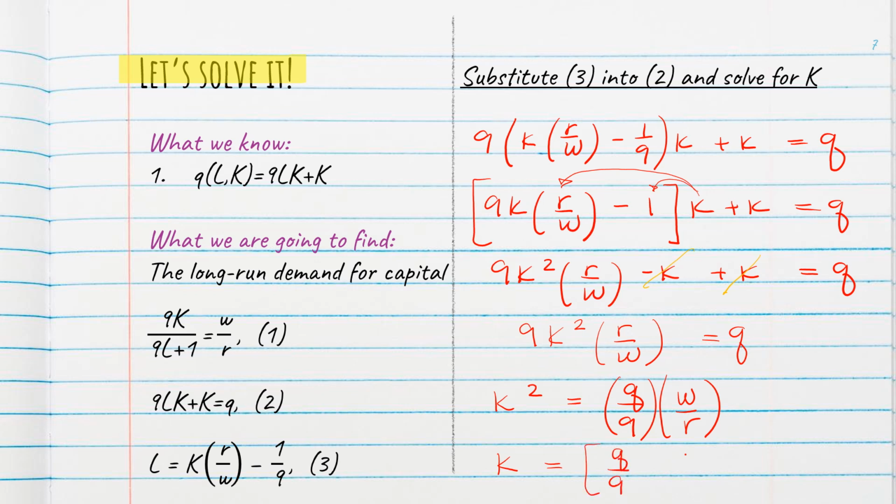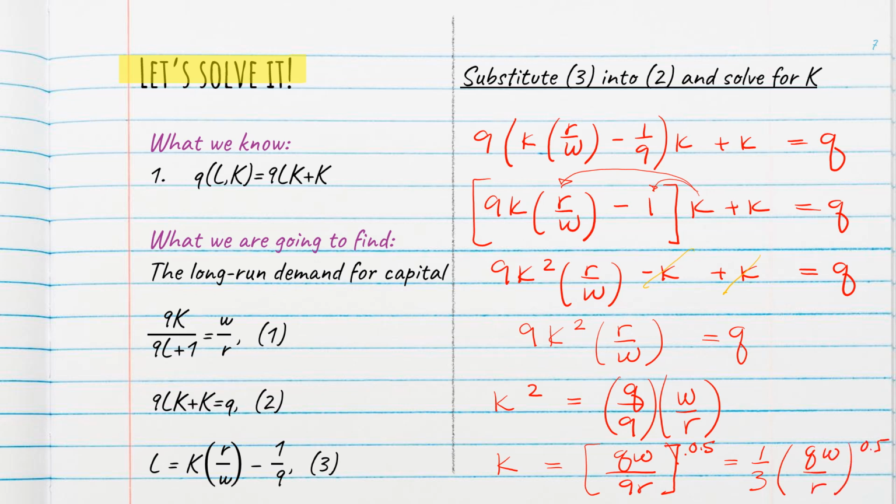Q over 9. Actually, let's write it this way. Q times W over 9 times R to the 0.5 power, which you could simplify. Only one little bit simplifies. 9 to the 0.5 power is 3. So we could write this as 1/3 QW over R all to the 0.5 power.